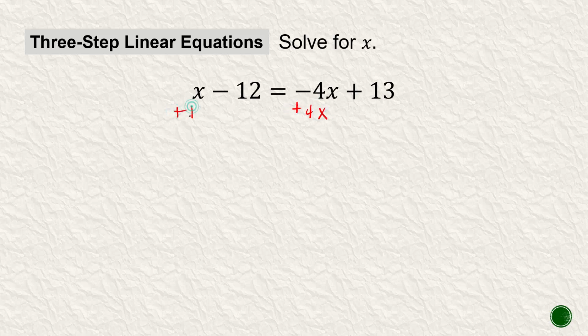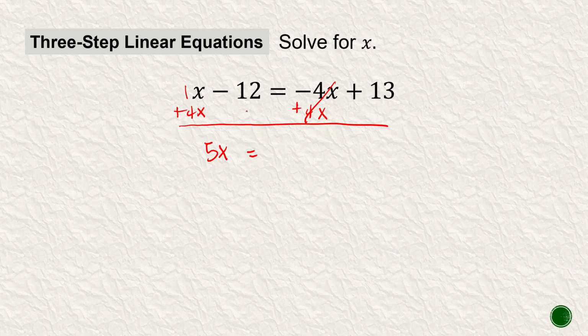So when we do that on the right side, we also need to do that on the left side. Negative 4x plus positive 4x will be equal to 0. X has a coefficient of 1, so it's just 1x. 1x plus 4x is equal to 5x. So that's step number 1.